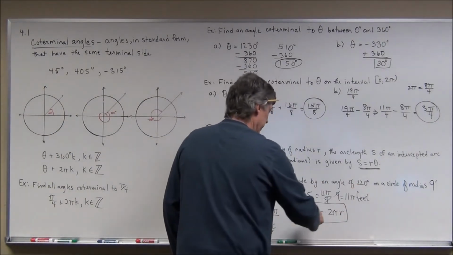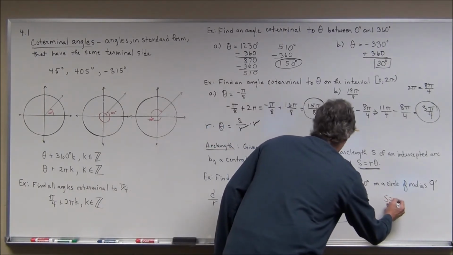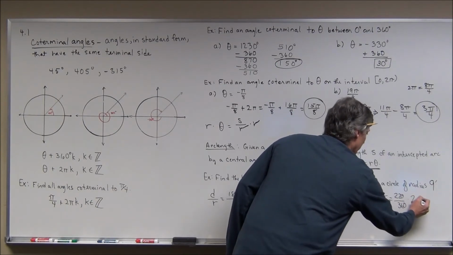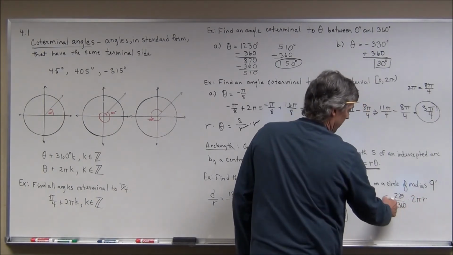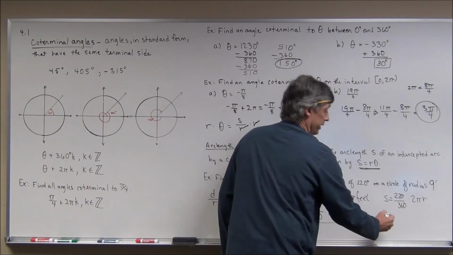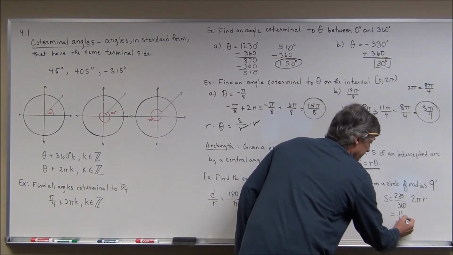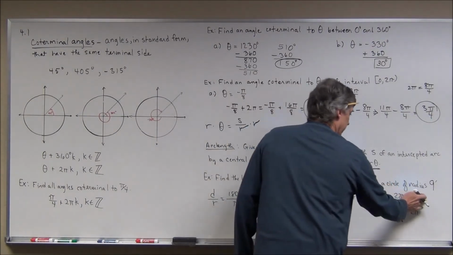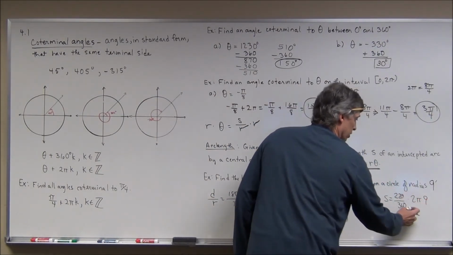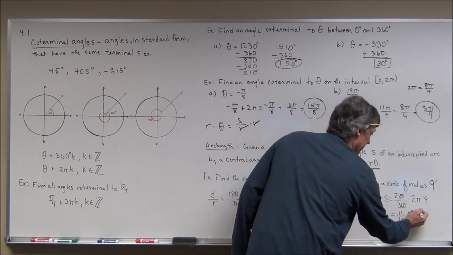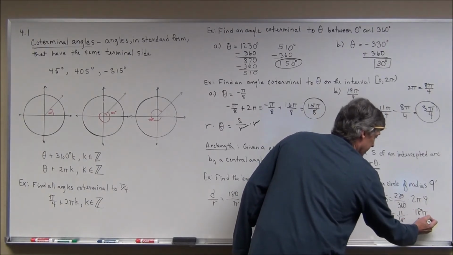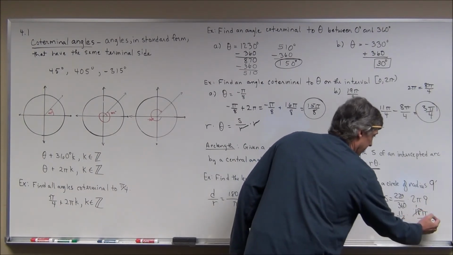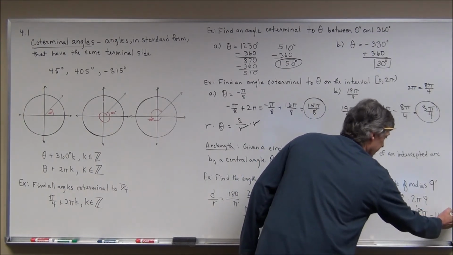I'm going to plug 220 into here. I would get S equals 220 over 360 times 2 pi r. Well, if you divide top and bottom here by 20, I get 11 over 18 times 2 pi, and I forgot to plug in my radius. My radius is 9. So 2 pi times 9, that would be 18 pi. And that's over 1. So the 18s cancel out, and I get 11 pi. And this, again, is in feet.